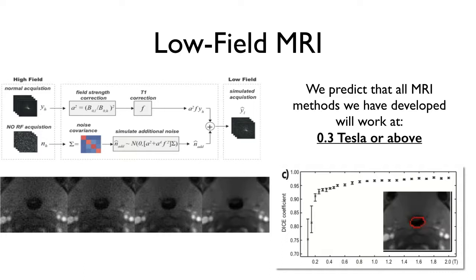What's shown on the bottom right is a plot of DICE coefficients, which is a measure of the accuracy of airway cross-section segmentation as a function of simulated field strength. And as you can see, down to about 0.3 Tesla, the agreement is quite good. And we found similar performance can be had for other tests that we've been working on.